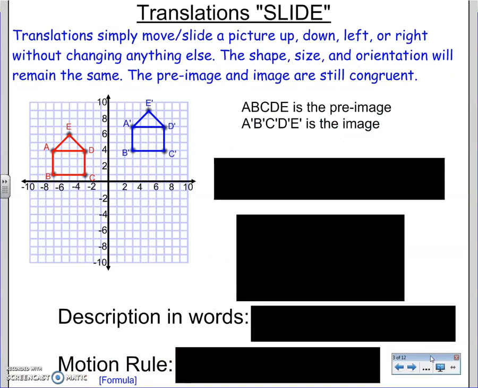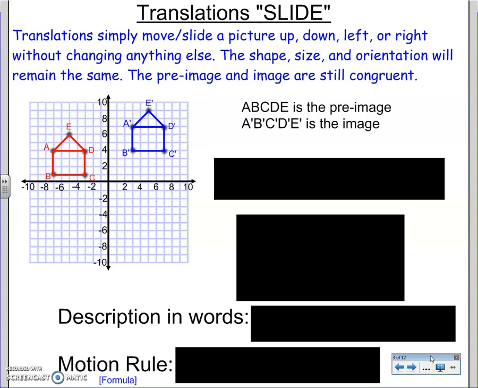So, first we have translations. That is known as the slide. Translations simply move or slide a picture up, down, left, or right without changing anything else. The shape, size, and orientation will remain the same. The pre-image and the image are still congruent. That means they can perfectly overlap each other. Same size, same shape, all the angles are the same.